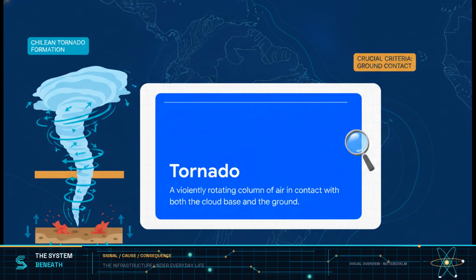A funnel cloud is a rotating condensation cloud extending down from the storm, but crucially, it has zero ground contact. It's just spinning up there in the air. A tornado, by strict meteorological definition, is a violently rotating column of air that is in contact with both the cloud base and the ground at the exact same time. If it is not touching the ground, it is not a tornado. In fact, hearing someone say "tornado on the ground" is technically completely redundant.